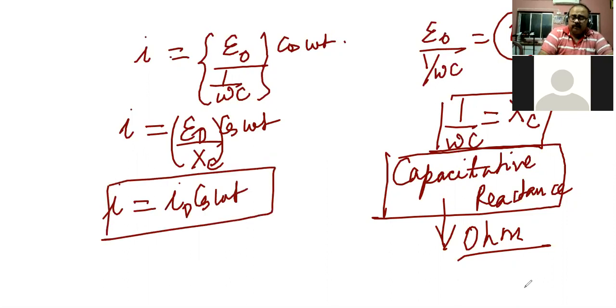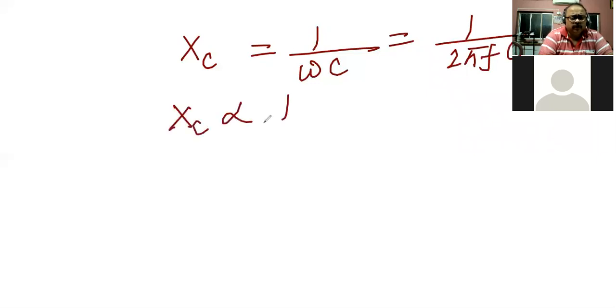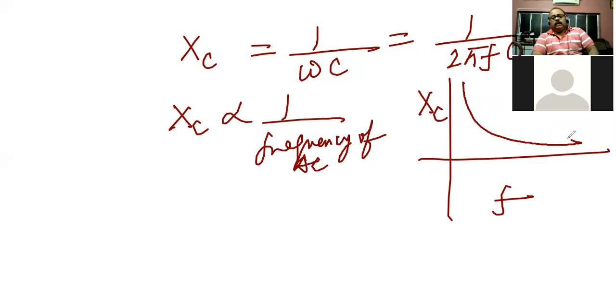A very, very interesting thing that you can see over here. Here XC, that is capacitive reactance, is equal to 1 by omega C, and omega is equal to 2 pi f, so XC is equal to 1 by 2 pi f C. So XC is inversely proportional to the frequency of the AC. If I try to draw the graph between XC and f, it will be a rectangular hyperbola. So XC is actually inversely proportional to f. This is very, very important, and this is known as capacitive reactance.